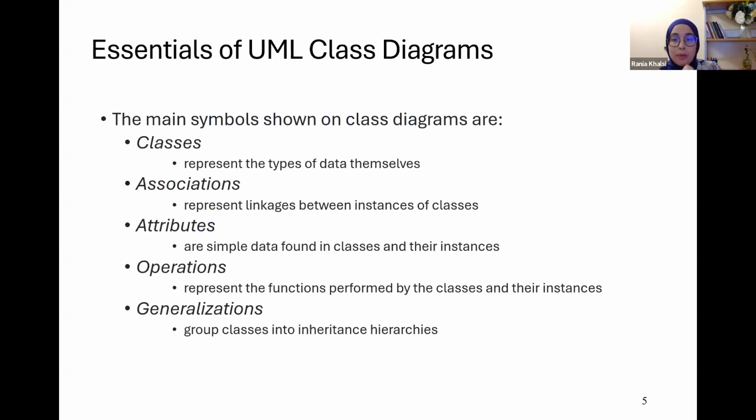So here, for example, are more definitions about different elements that you can find in your class diagram. The first type of element is classes, and classes represent the types of data themselves. For example, I can have a class person, representing what I'm trying to represent later in my program.